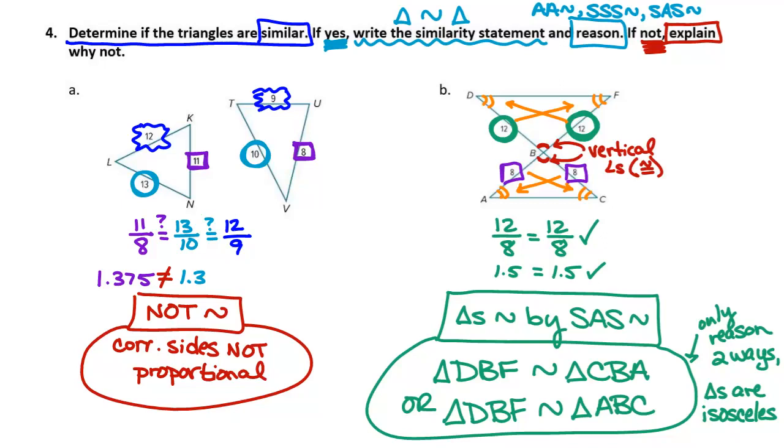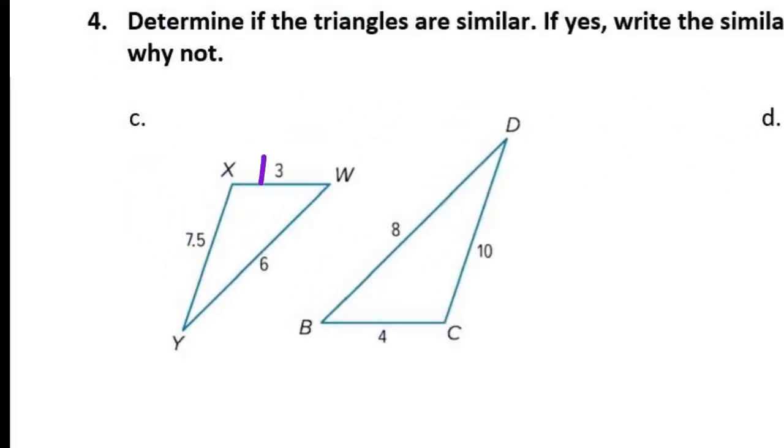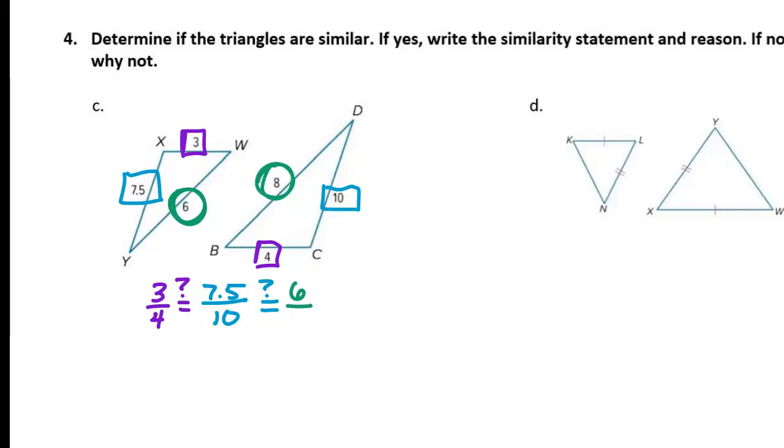All right, let's look at C and D. What reason should we try for on part C? Angle-angle, side-side-side, or side-angle-side? Let's try side-side-side. So smallest with smallest. So I have a fraction that's 3 over 4. Is that equal to, and then biggest with biggest, 7.5 and 10. And then we match our third sides together, the 6 and the 8.